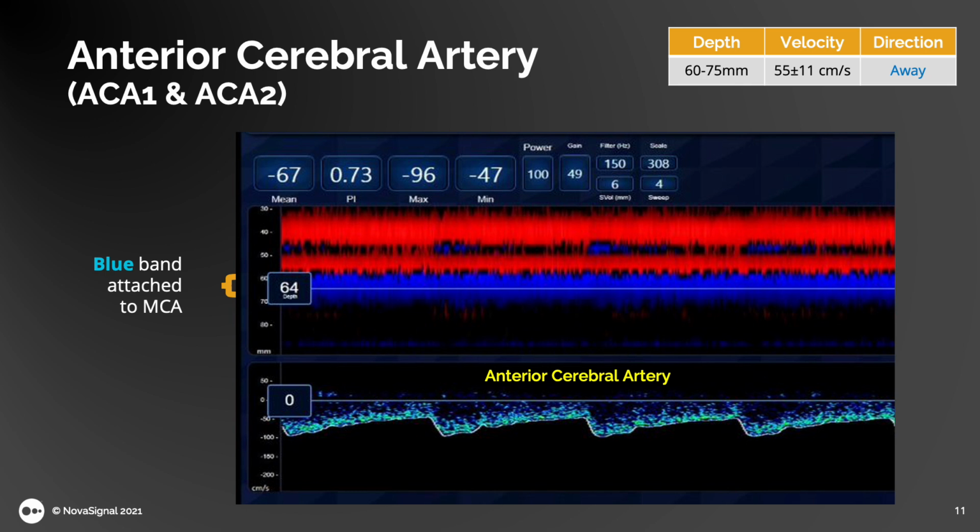There cannot be space between this red and blue band. You can't have a big gap. It must be attached. As soon as you represent that on the M mode correctly, that is the MCA and ACA.